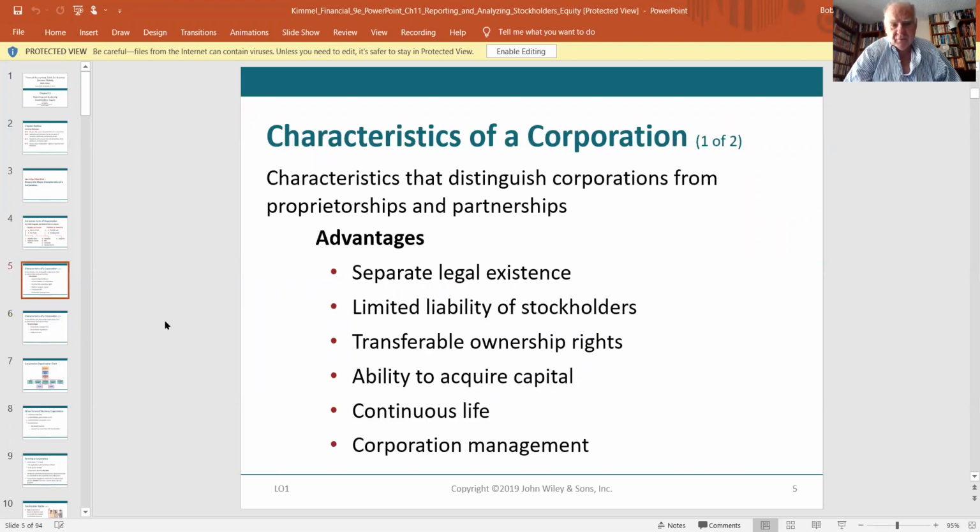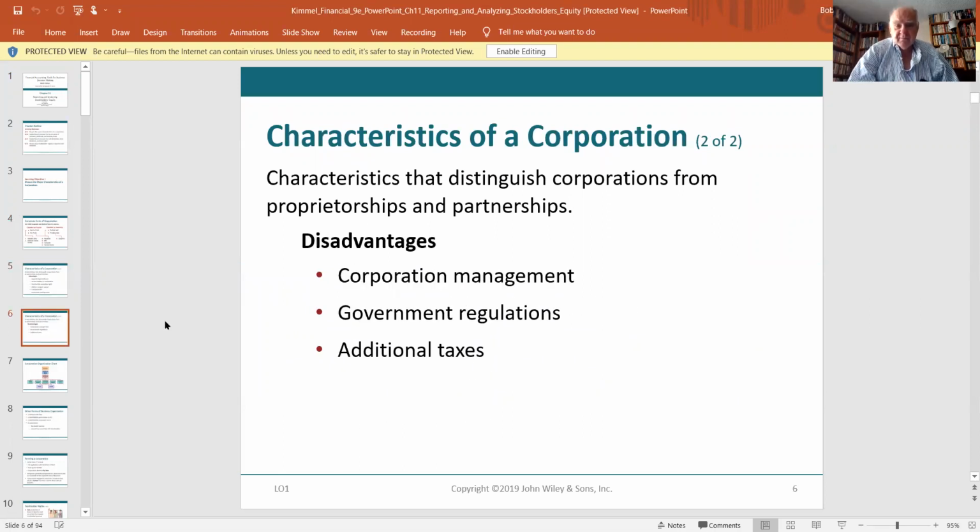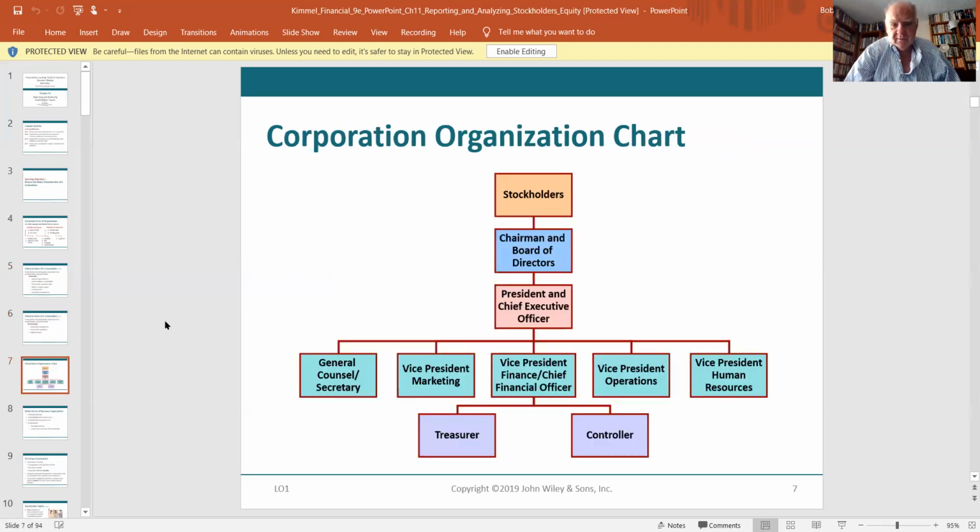One disadvantage of a corporation: corporation management could be a problem. There are a lot of government regulations when it comes to a corporation, and corporations pay that additional tax. Corporations have a double tax problem where they pay income tax and tax on dividends. Oh my goodness, look at this organization chart, huh? But this is pretty typical.